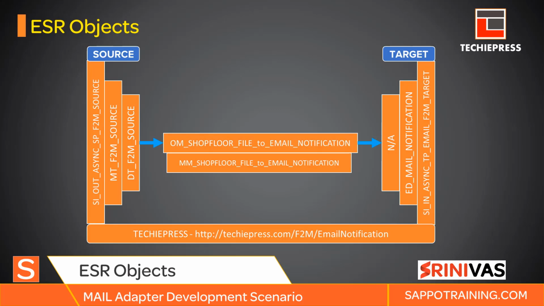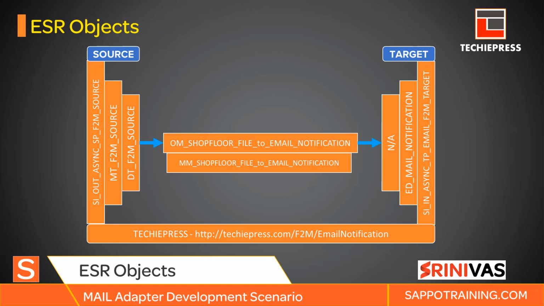We're going to create a data type in ESR, and then we're going to attach that back to the service interface. We'll create two operation mappings. It will be a simple one-to-one mapping, just picking up the fields: from email address to mail email address, subject, and the content of the email.